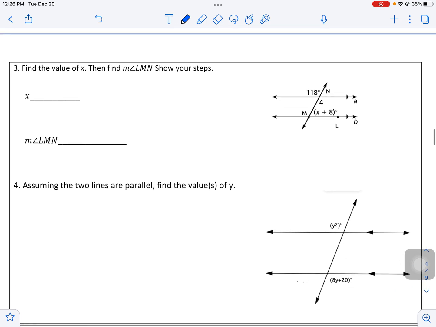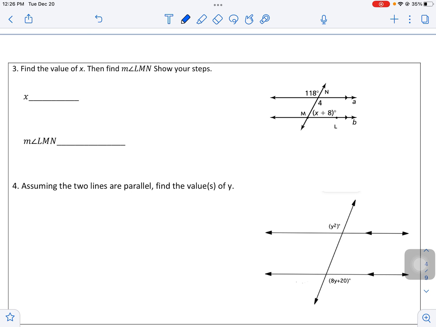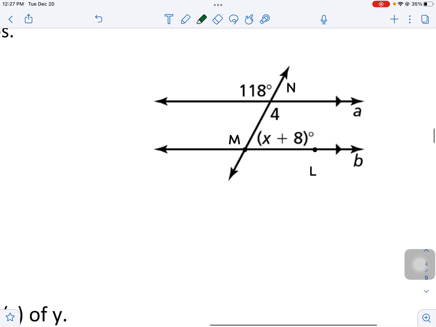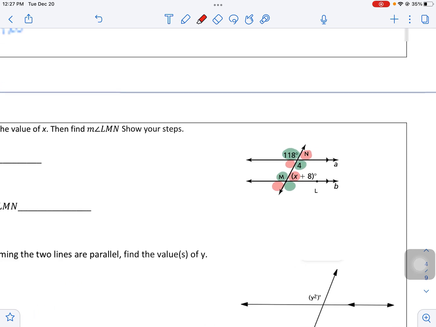Okay, let's keep going. So I've got to find the value of x, then find the measure of angle LMN and show your steps. I like to use my colors, so we're going to do the same thing, and I suggest you do the same as well. First thing I notice is this is an obtuse angle, this is an obtuse angle, here's an obtuse, here's an obtuse. Here's acute, acute, acute, and acute. So I highlighted all my obtuse and acute angles.